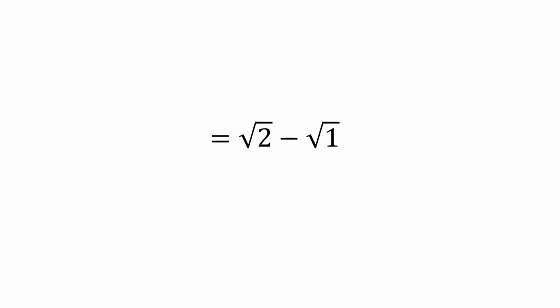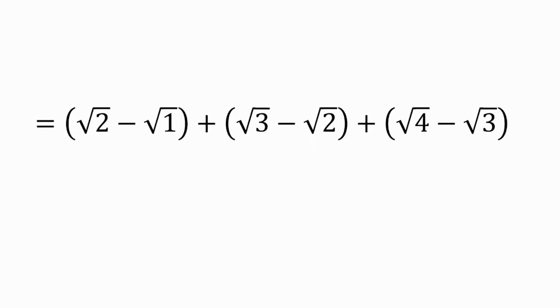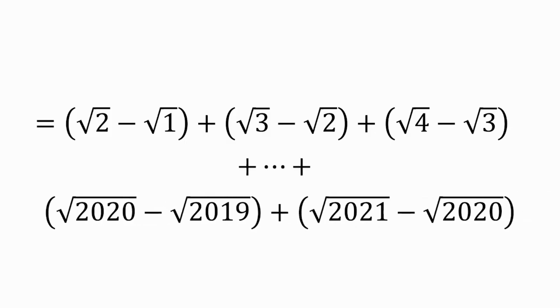For our first term, we can rewrite it as the square root of 2 minus the square root of 1. And now we can keep going all the way to the 2020th term, which will end with the square root of 2021 minus the square root of 2020. Watch how all the square roots will cancel through a chain reaction, except negative square root of 1 and the square root of 2021.